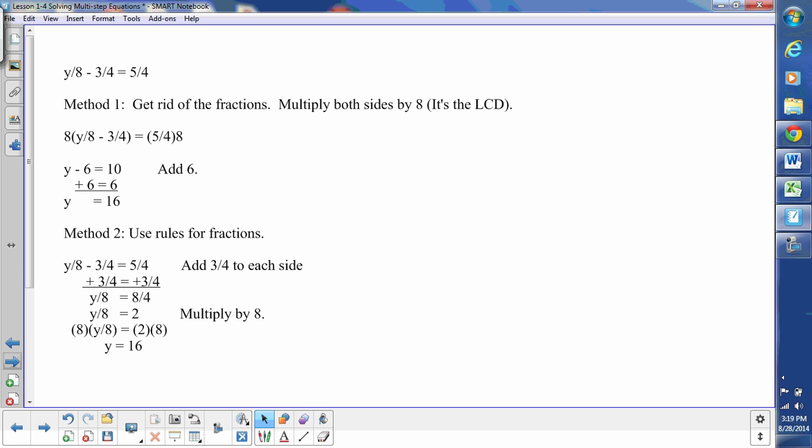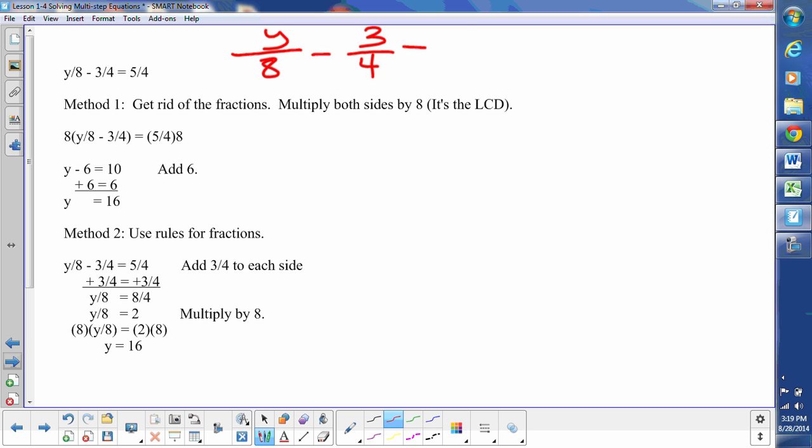Here's some more examples. In the next example, y divided by 8 minus 3 divided by 4 equals 5/4. I'm going to write that over for you so you can realize that what we have here is division. y divided by 8 minus 3 divided by 4 equals 5 divided by 4. There are two ways to solve this. The first will be for those of you that don't like fractions. We're going to get rid of the fractions.